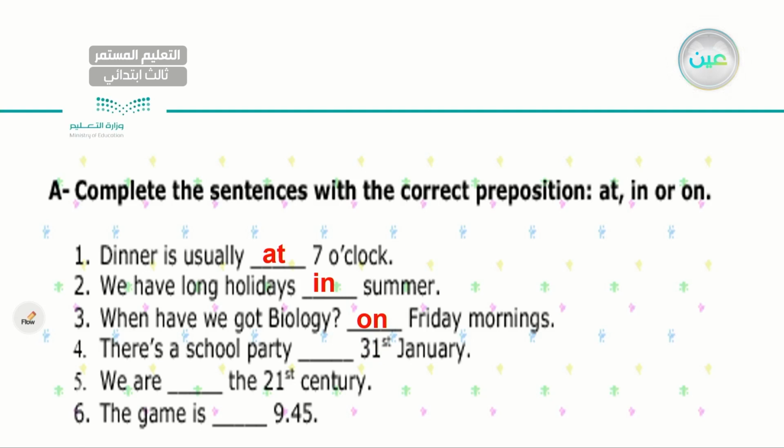Number 4. There is a school party on 31st of January. Very good, because I have a day here, on 31st. Number 5. We are in the 21st century. Very good. Number 6. The game is at 9:45. I have a time, at 9:45. So the game is at 9:45.